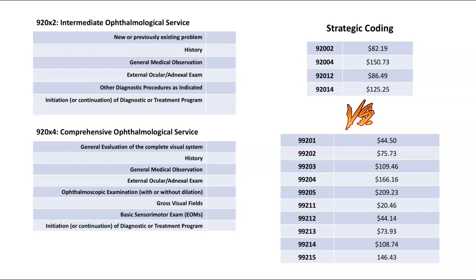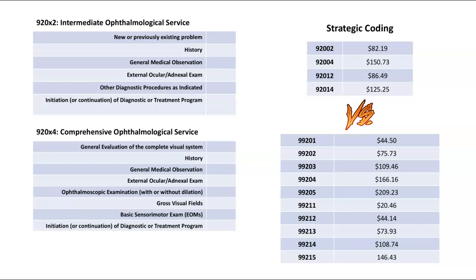But then if you look, sometimes a visit will earn a level 4 or an intermediate. Well, if I have the choice there, an intermediate, again, is at $86, but a level 4 established patient reimburses $109. I'm very clearly going to pick a level 4. So it's that strategic coding that can make a huge difference at the end of the month.